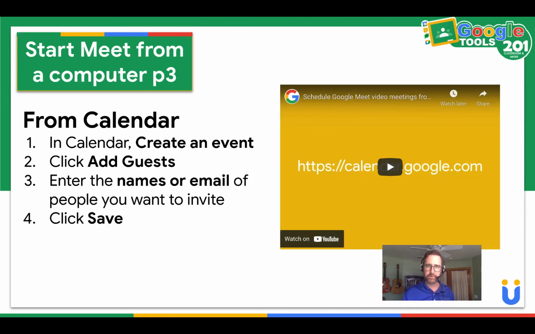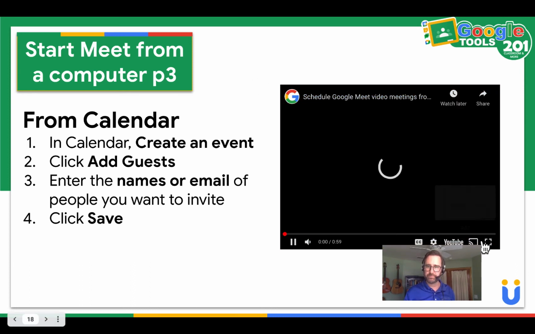All right, next from our computer, we're going to try to start or create an email from our calendar. So in Calendar, you'll create an event, you'll add guests by entering names or email, and then the Google Meet will be automatically generated, and then you'll click Save. Here's a video that shows that.